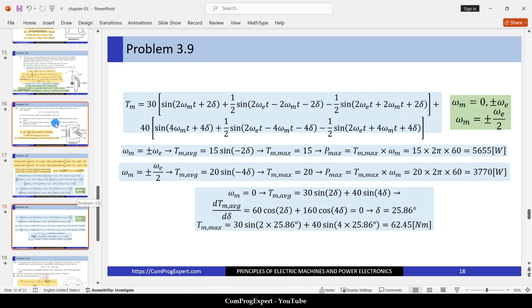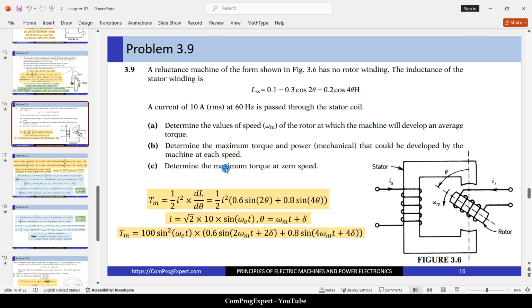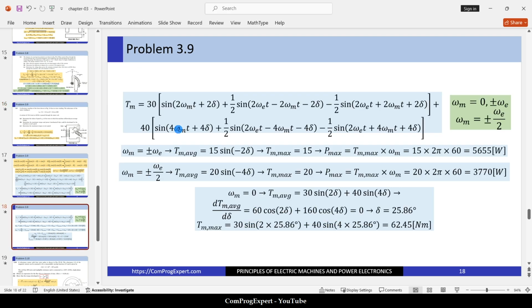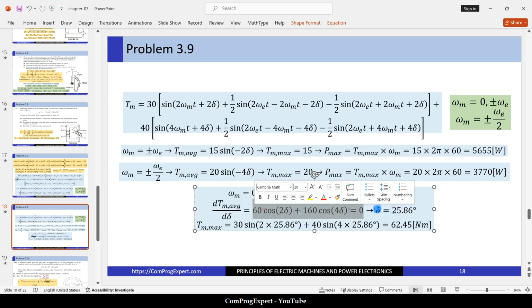And the next part, determine the maximum torque at 0 speed. When the omega m is equal to 0, the average value of the torque is equal to this one. How can we calculate the maximum average torque for 0 speed? We should take the derivative of this expression with respect to delta, which is this one, equal to 0. We can solve this equation analytically or numerically to find delta.